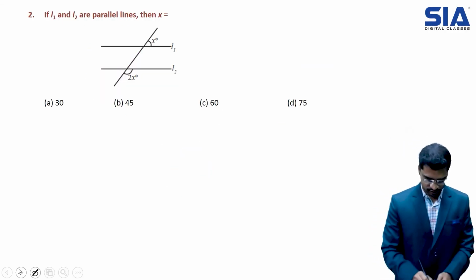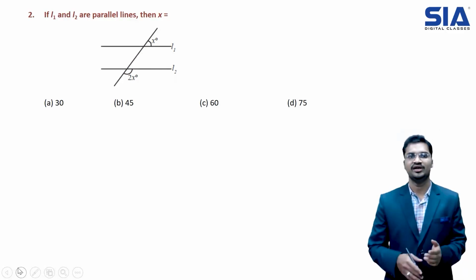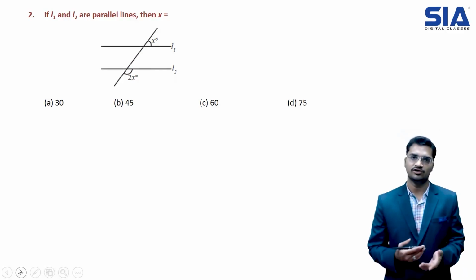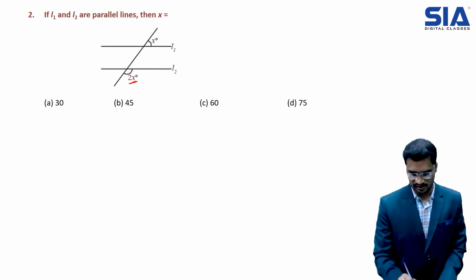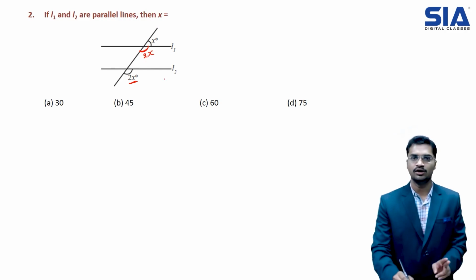Now coming to the next question, which is on lines. If lines L1 and L2 are parallel lines, then we have to find the value of x. If this angle is 2x, I can say that this angle is also x. Here this is a straight line, and the straight line consists of two angles, which are 2x and x.